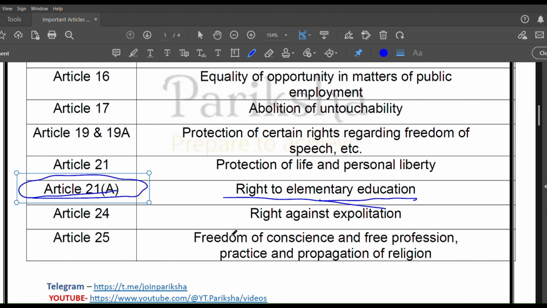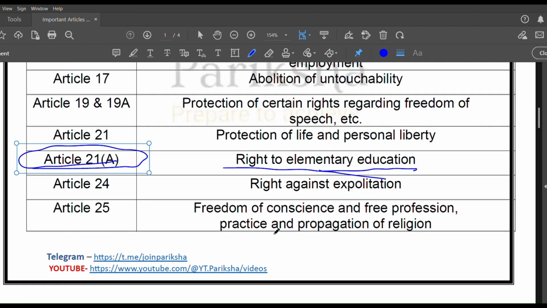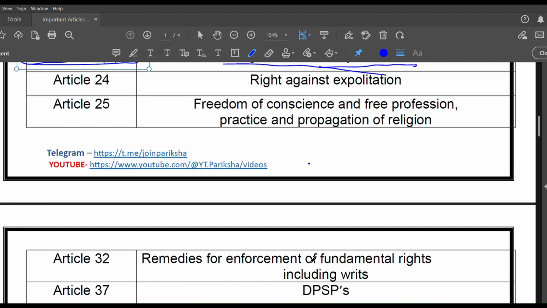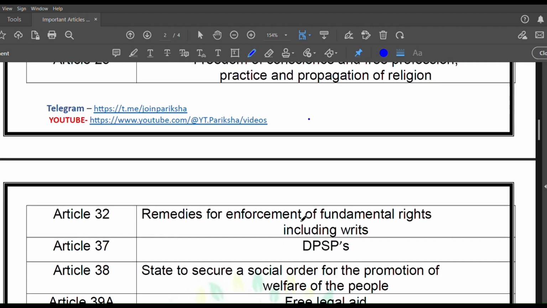Now, right against exploitation, Article 24. In Article 25 we talk about freedom of conscience and free profession, practice and propagation of religion. That's why no government or no one can ask anyone not to profess their religion, unless they are influencing others. You are independent to profess your religion anywhere in the Indian subcontinent.